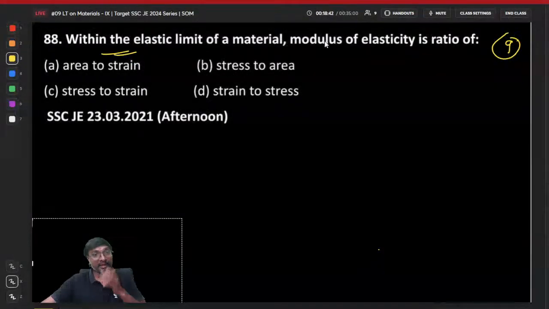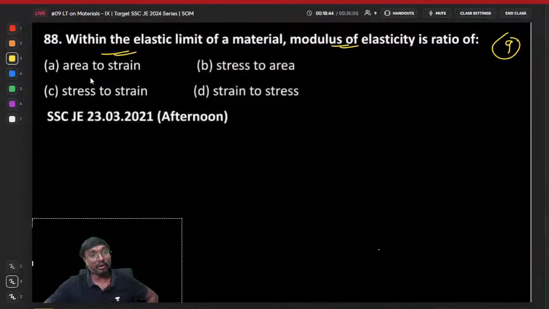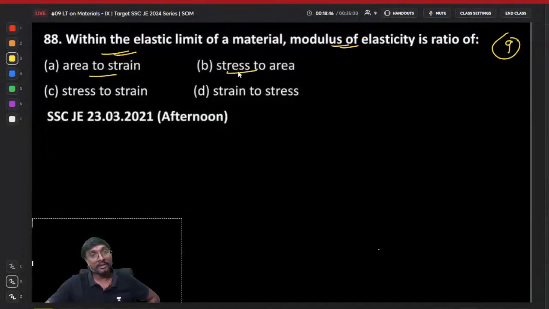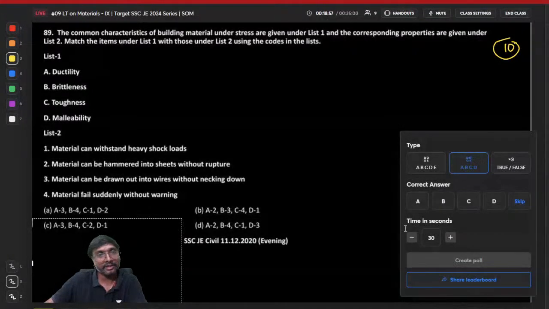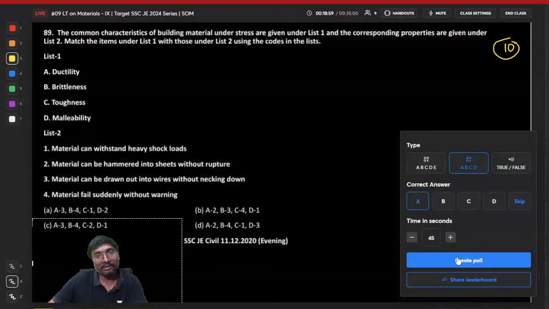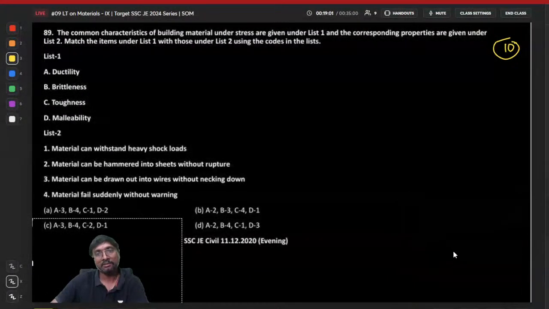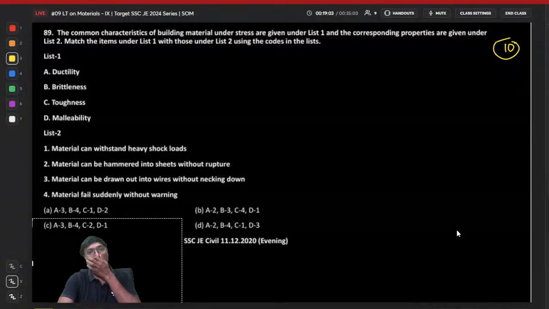Within the elastic limit of a material, modulus of elasticity is the ratio of, right, area to strain, stress to area. It is stress to strain, na? Yes, 2021 question. Okay, stress to strain. Okay, 45 seconds time I am giving. No, still half time is there. Okay, don't worry.